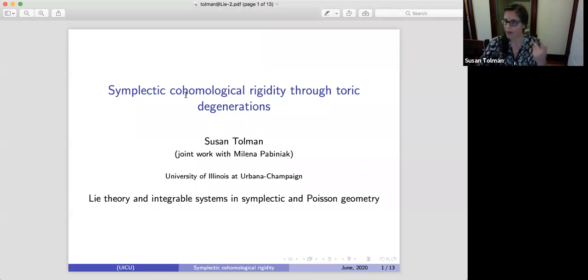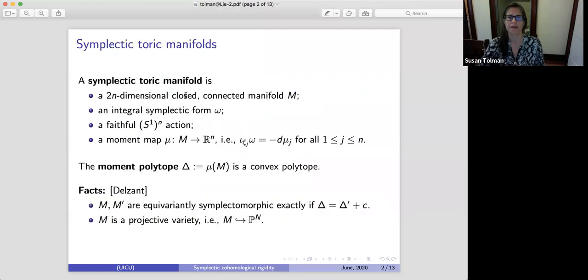I wanted to start out by saying everything I'm going to be talking about is joint work with Milena Paviniak. Okay, so I wanted to start out with the basic objects that I'll be looking at, and I'm using terms a tiny bit non-standard.